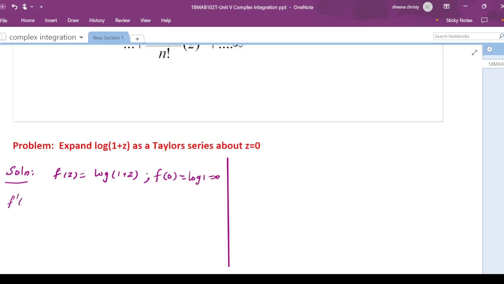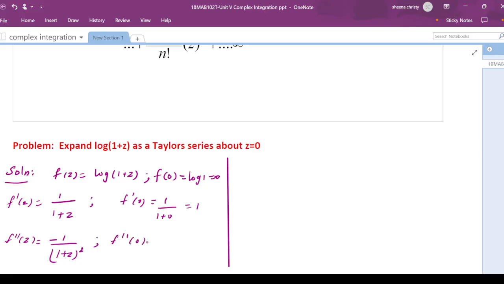Then f dash of z is equal to 1 by 1 plus z. So f dash of 0, about the point z equal to 0, is 1 by 1 plus 0, which gives you 1 itself. Likewise, f double dash of z is minus 1 divided by 1 plus z the whole square. So f double dash of 0 is minus 1 by 1 plus 0 the whole square, which gives you minus 1.